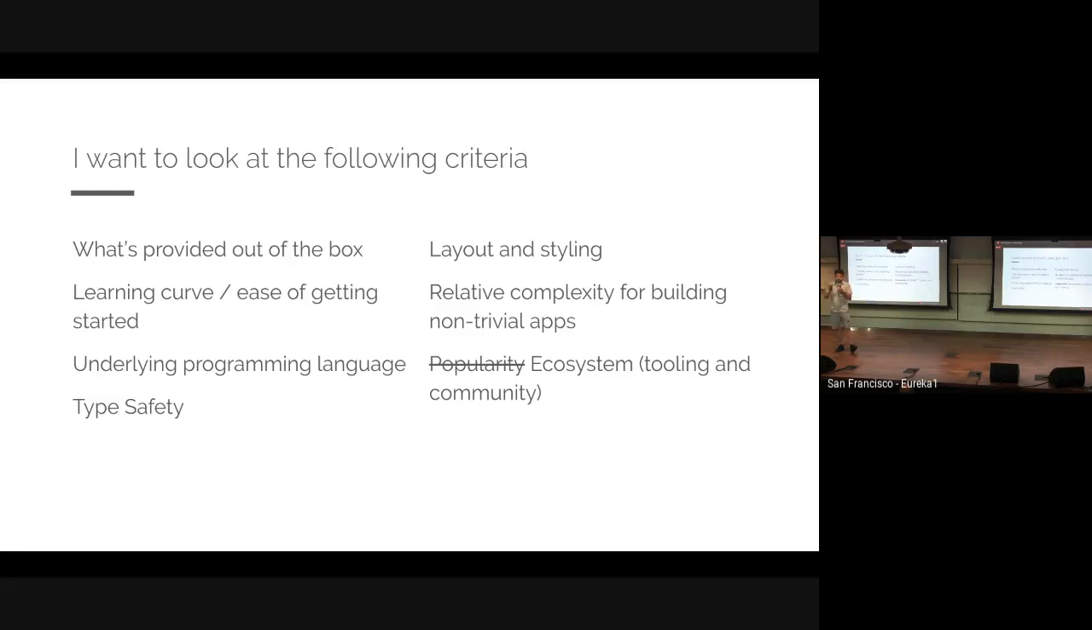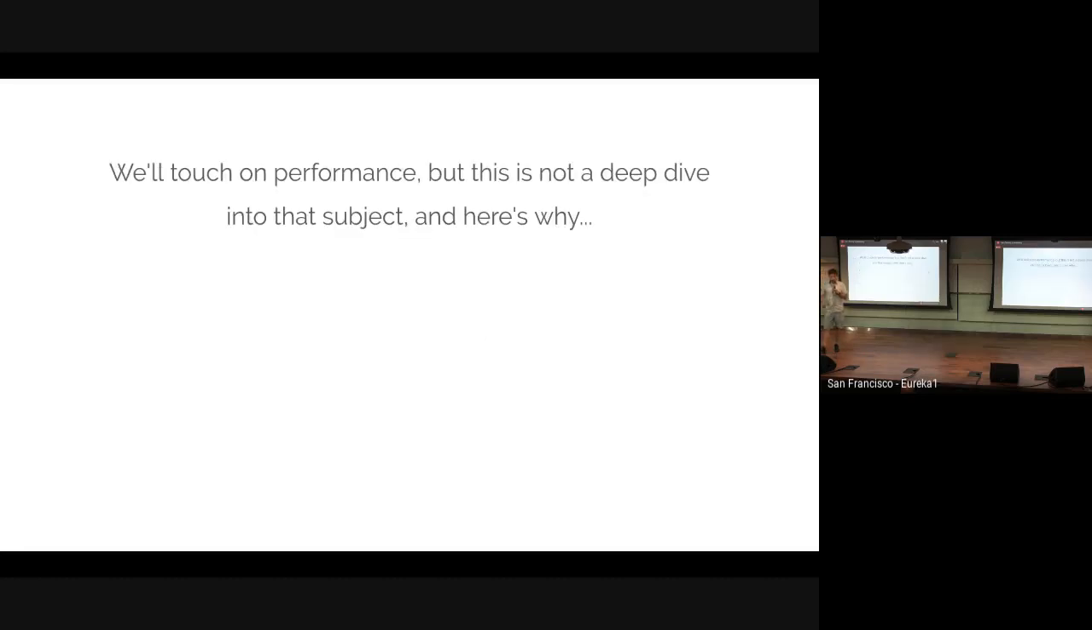Like what's provided out of the box is a strong indicator, I think, of a core difference, right? The language, the styling engine, the layout and styling, type safety, things like that. And the ecosystem. And we'll touch on performance, but this talk is not a deep dive into performance.